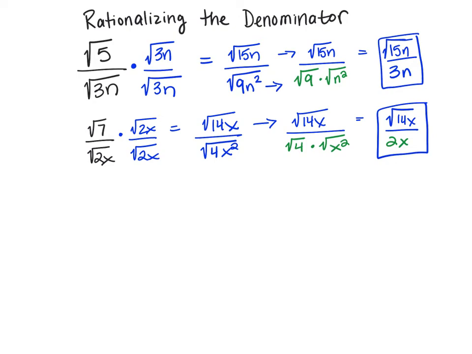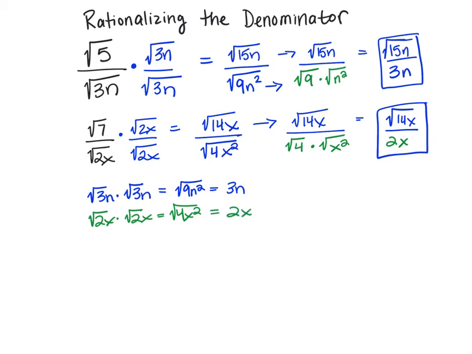So I just want to take a moment here and talk about any patterns that you may have caught when we were working through these examples. Let's look at that first example. When we did root 3n times root 3n, after we got 9n squared and simplified that, we just got 3n. The same thing happened with the 2x. If I did root 2x times root 2x, that gave me root 4x squared, which just simplified to 2x.